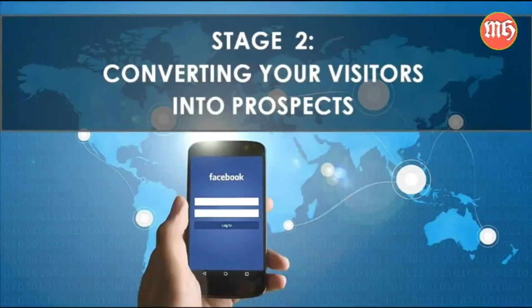The second stage is converting your visitors into prospects. Here you offer something of value in exchange for their name and email address. This is, again, to build your mailing list, which in turn builds your online business, because the rule of thumb for any online business is that if you do not have a list, you don't have a business. In the offer to your visitors, you can do a giveaway in the form of an ebook.